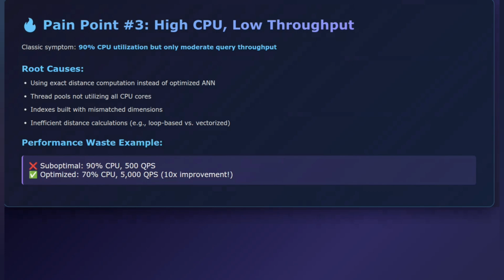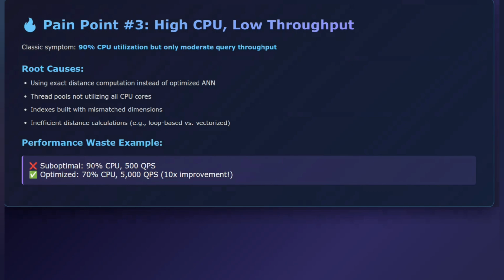Let me break down what's usually happening. Root cause number 1, exact distance computation. Even though you deployed HNSW, you're computing exact distances during the graph traversal. You should be using approximate distance calculations or pre-computed lookup tables. Computing Euclidean distance in 1536 dimensions. That's 1536 multiplications, 1535 additions, 1 square root, per vector, per query, thousands of times per second. That adds up fast.